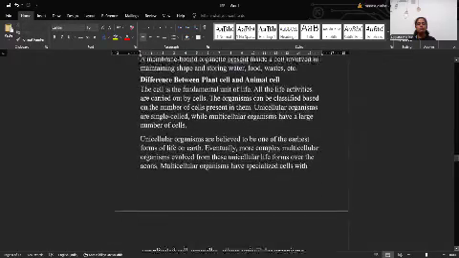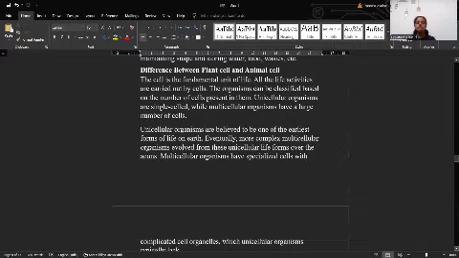The difference between plant and animal cells. The cell is a fundamental unit of life. All the life activities are carried out by the cells, and organisms can be classified based on the number of cells present in them. Unicellular organisms are single-celled, while multicellular organisms have a large number of cells. Unicellular organisms are believed to be one of the earliest forms of life on Earth. Eventually, more complex multicellular organisms evolved from these unicellular life forms over the eons.